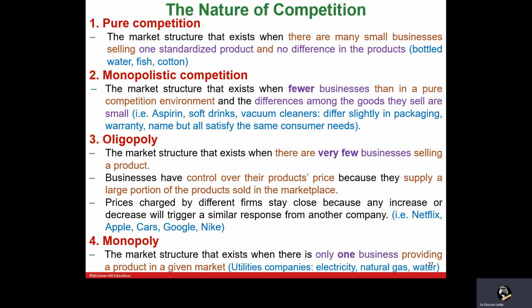In monopolistic competition, compared to pure competition, there will be fewer businesses, and there will be some slight differences between the goods they are selling. For example, soft drinks, or let's say juices. We have Al-Mara'i juice, we have Nadik juice, we have Nada juice, and so on. We have a fewer number of businesses than in pure competition.